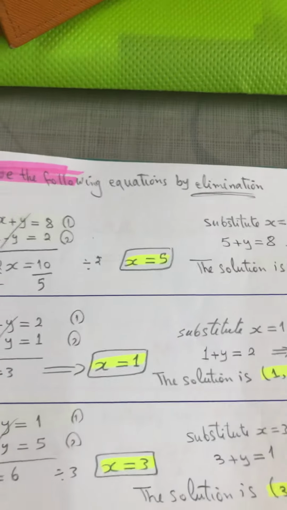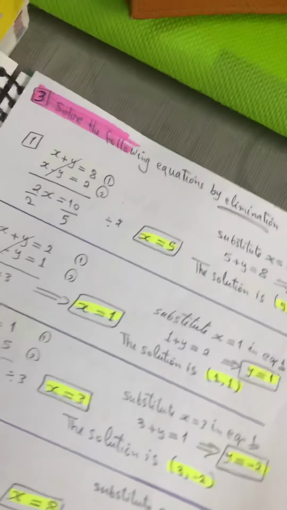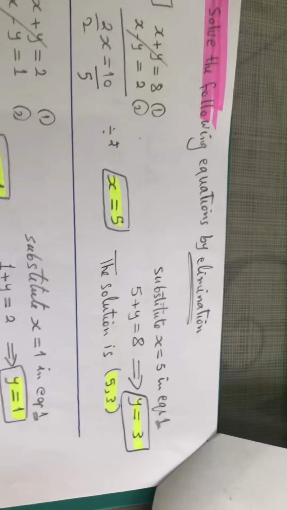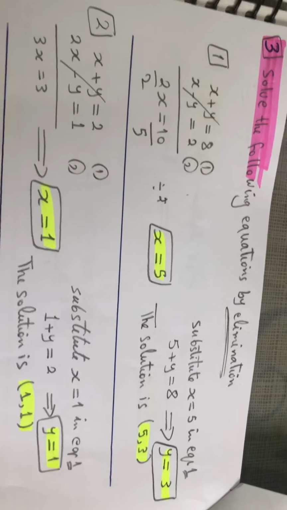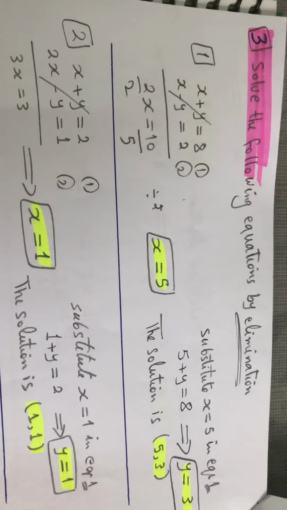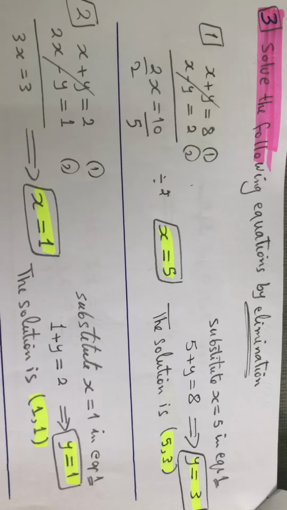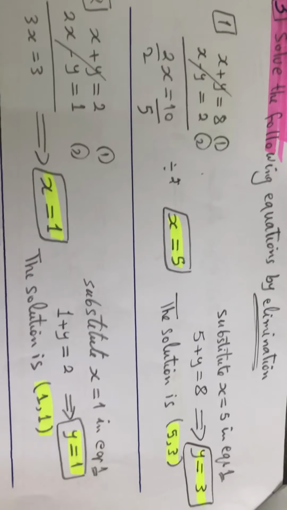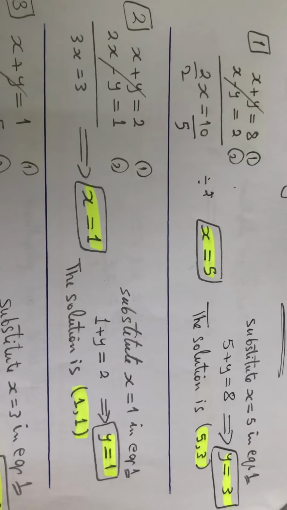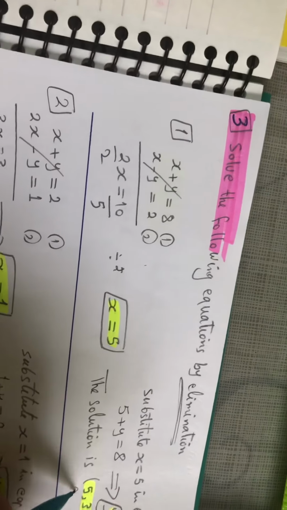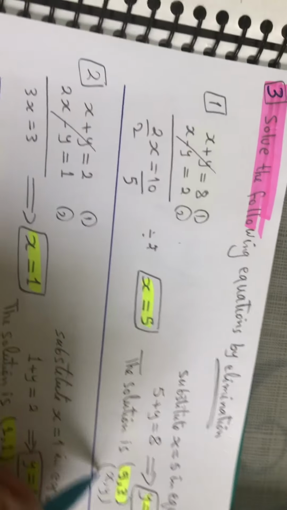I didn't finish. Don't forget to find the value of y, because the solution is a point. Now substitute x equals 5 in any equation you want. I substitute here in equation 1. So 5 plus y equals 8. That's to say y equals 3. So the solution is x first and then y, x first and then y. So it will be 5 and 3.